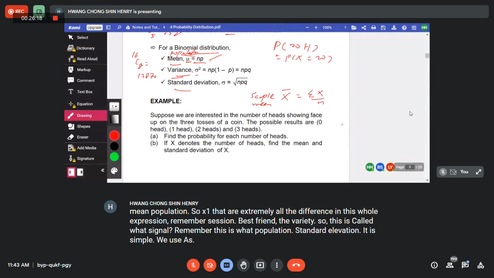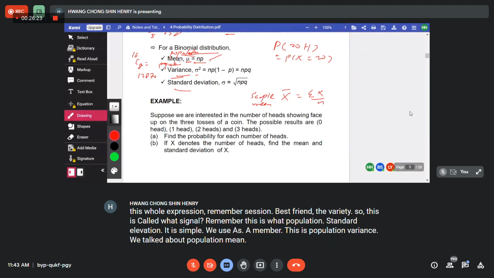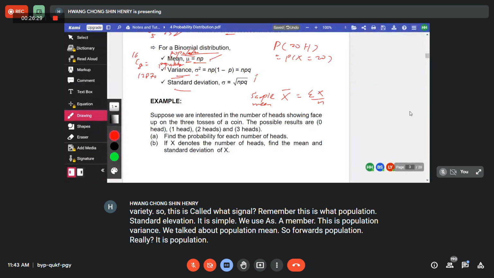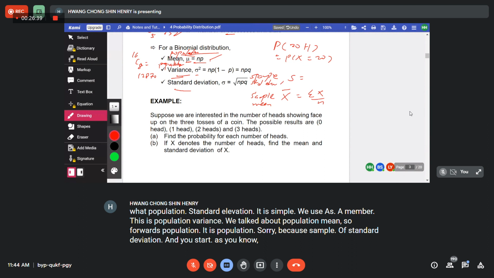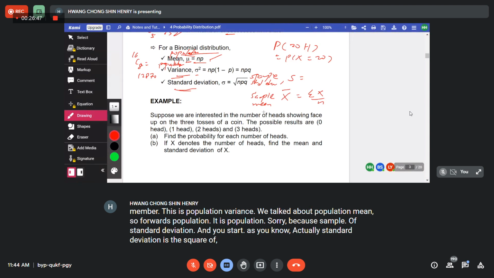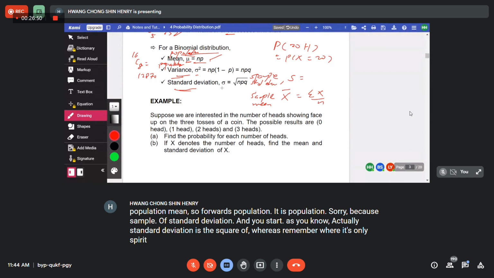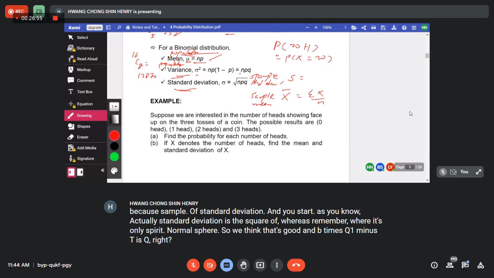S. Remember, this is population variance. We talk about population mean. So for variance, sigma squared is population variance. If it's a sample standard deviation, we use what? S. Remember? Still can't remember. Standard deviation is the square root of variance. Remember? Square root of variance. So we square root, no more square here. So we take the square root of npq. np times q. 1 minus p is q, right? It's the same one.